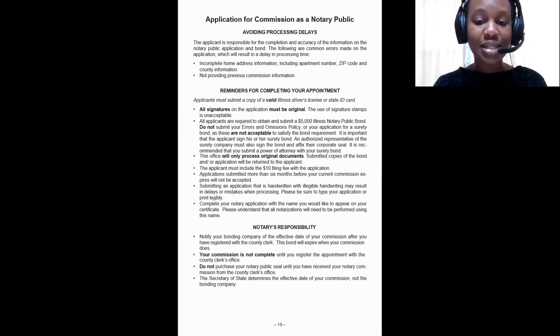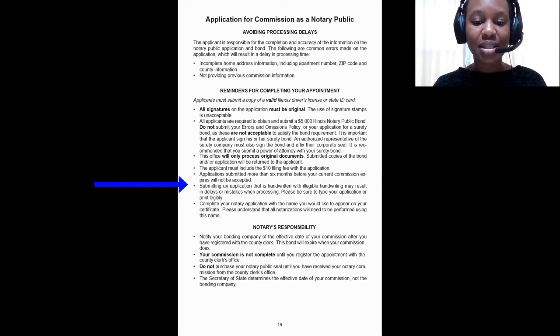This office will only process original documents. Submitted copies of the bond and/or application will be returned to the applicant. The applicant must include the $10 filing fee with the application. Applications submitted more than 6 months before your current commission expires will not be accepted.